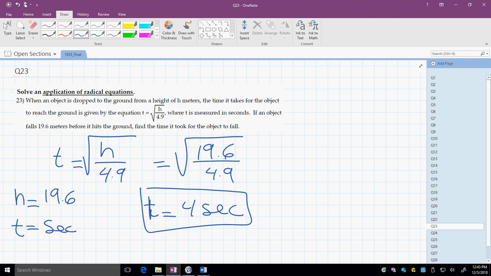It's 2. I'm trying to find it here. Oh yeah, it's 2 seconds. $24.